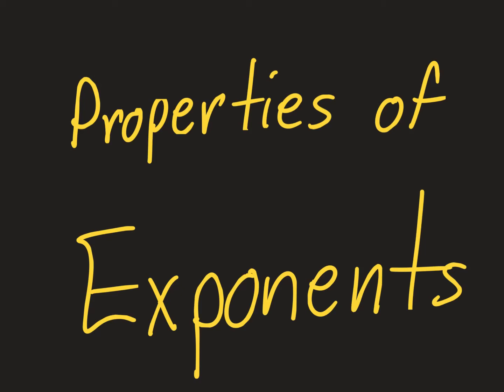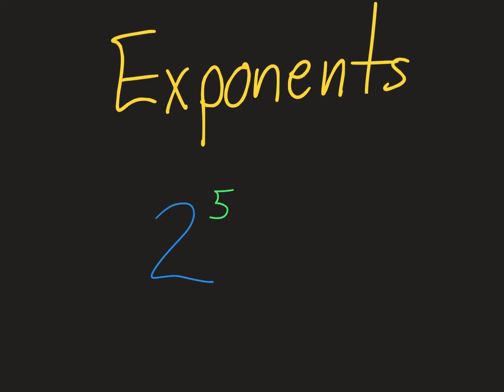Today, we will talk about the properties of exponents. This is an exponent. It is read as 2 to the 5th power, or 2 to the power of 5. The big number, 2, is our base, and the little number at the top, or the superscript, 5, is our exponent. This number, 2 to the power of 5, is written in exponential form.